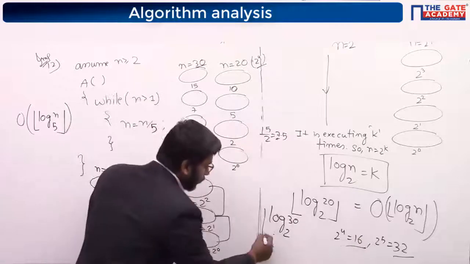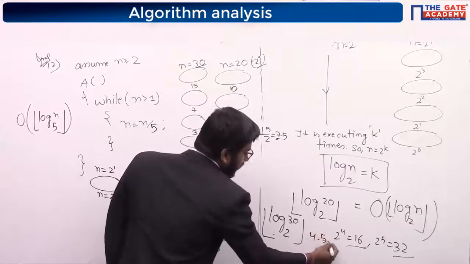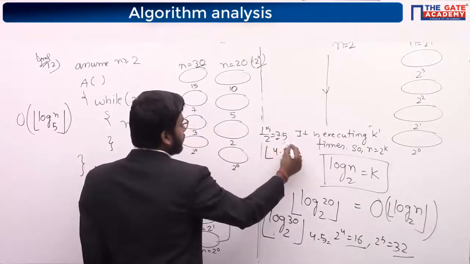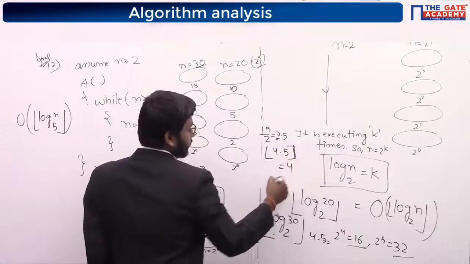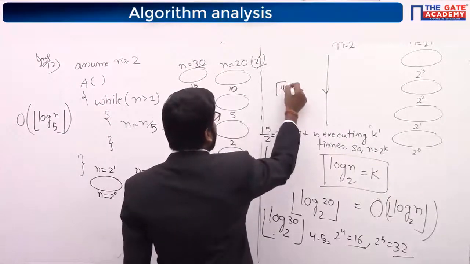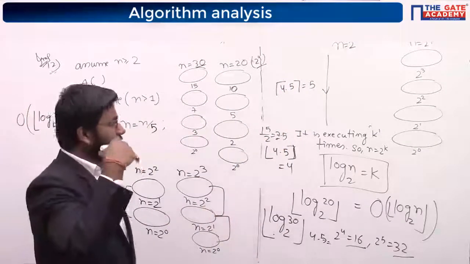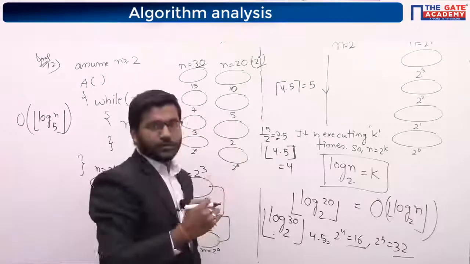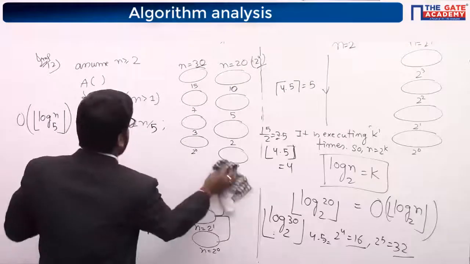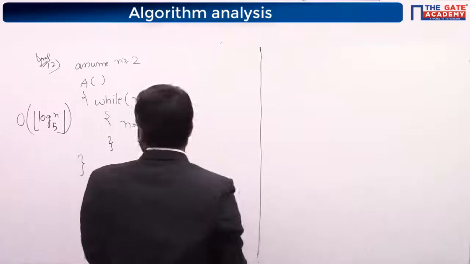If we take the floor, it gives the lowest one. It will be some 4 point something, like 4.5, so the floor of 4.5 gives 4 only. That's why I have taken floor. If we take the ceiling of 4.5, it will give 5. Ceiling gives the next bigger one, and floor gives the least one. So this is the time complexity. Does anyone have any doubt here? Similarly, next one.